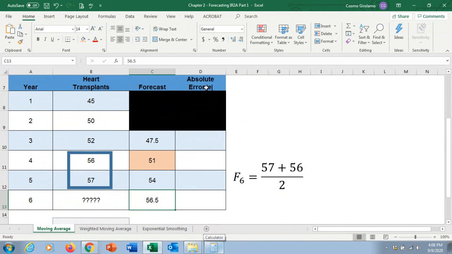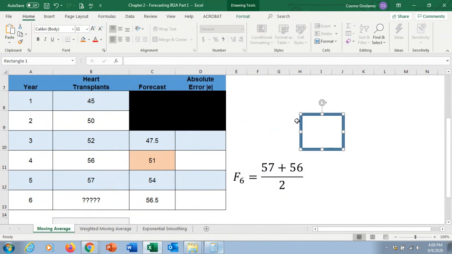Now, you have here what's called the absolute error, and this is how far off was my forecast from my prediction. So what happened here was 52. Actually, let me change the box.